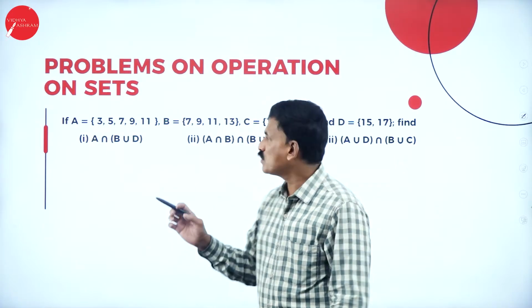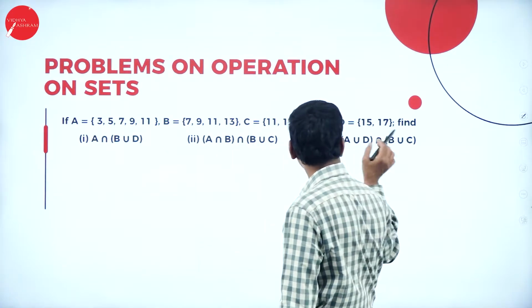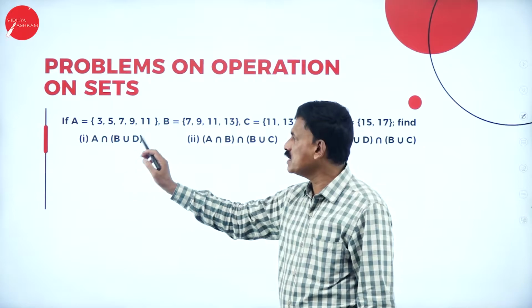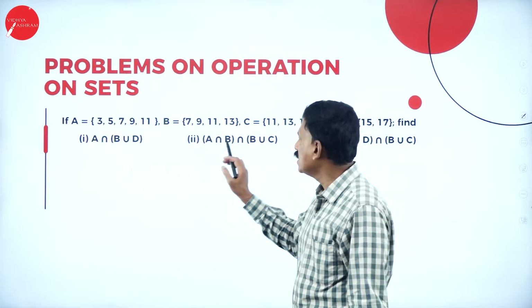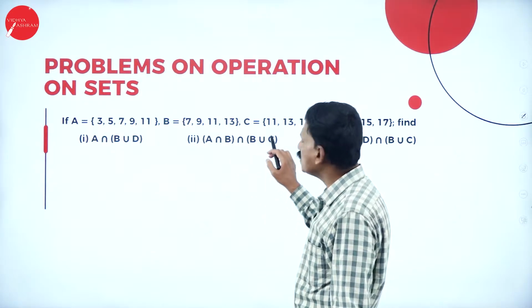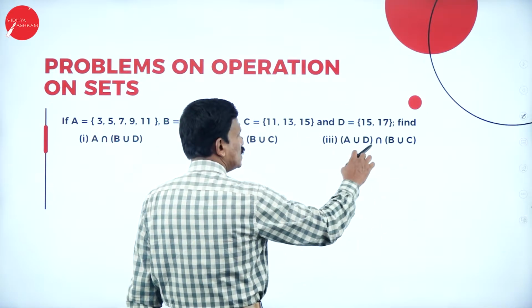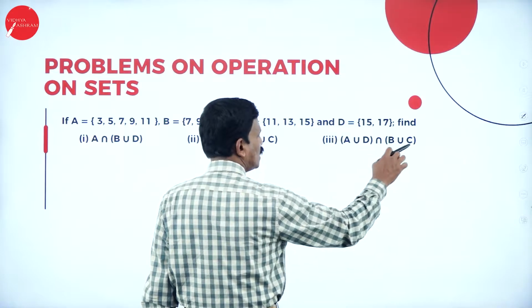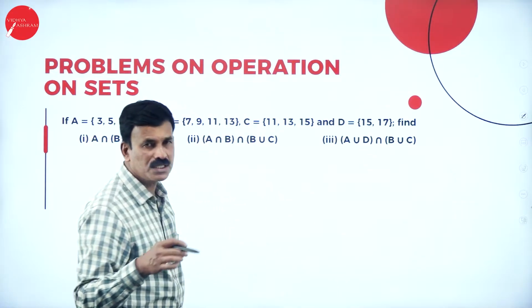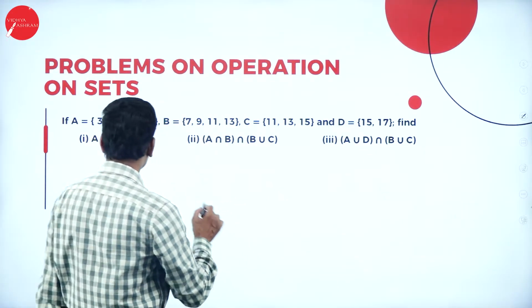Let us come to the first problem. Here A, B, C, D, four sets are given. What is required to find? A intersection (B union D), A intersection (B union C), and the last one is the intersection of (A union D) and (B union C). So here union and intersection are given. Now let me take the first problem.